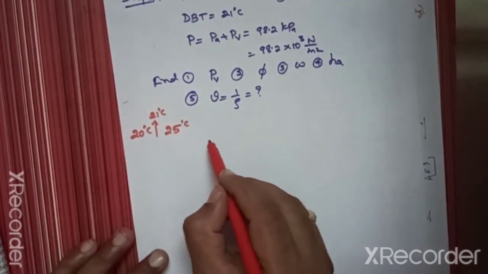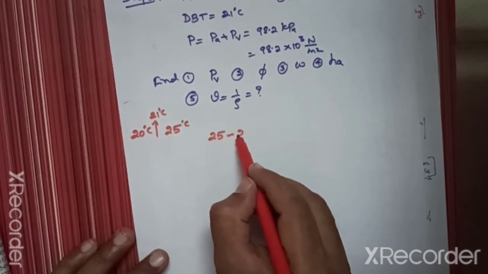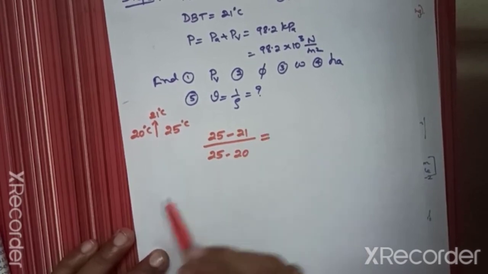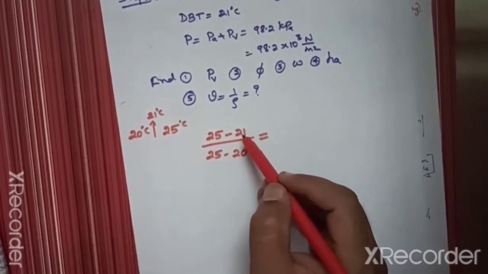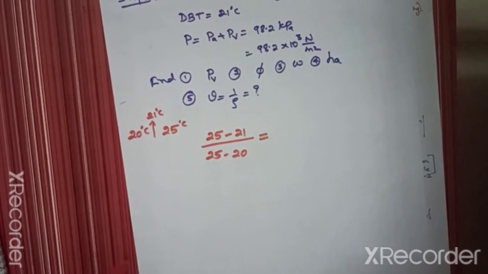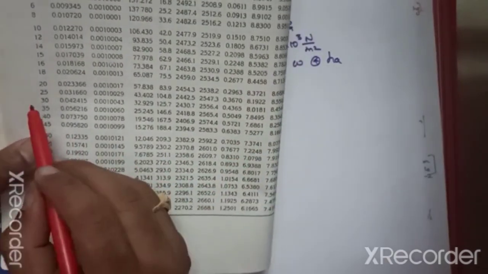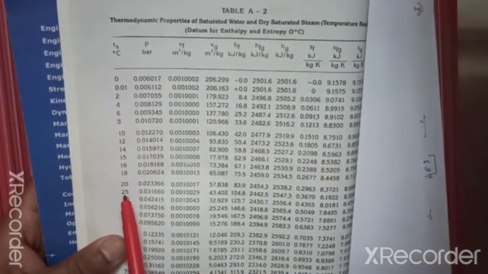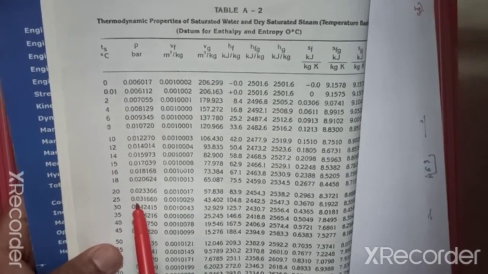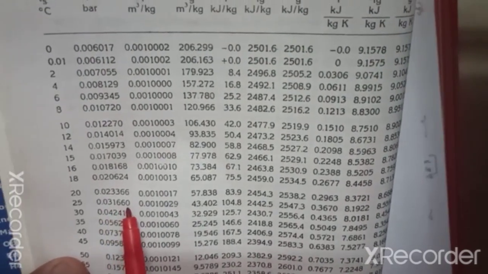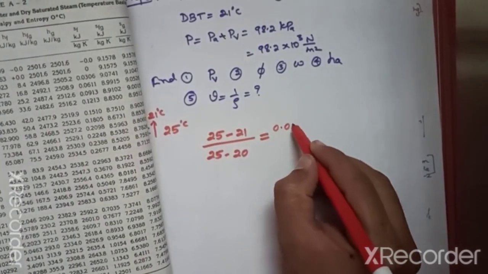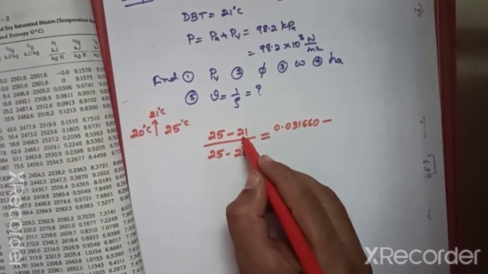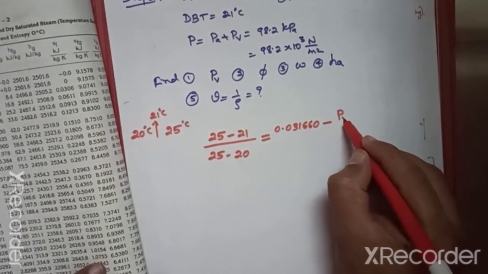So to do the interpolation method, first I will write 25 minus 21 degree Celsius divided by 25 minus 20. 21 degrees Celsius, we don't know the value of pressure. And what is the value of pressure at 25 degrees Celsius? So here is the value. So temperature 25, what is the value of pressure here? 0.031660. So I will write same value, 0.031660. And I don't know the value of pressure at 21, so that pressure I will take PV.